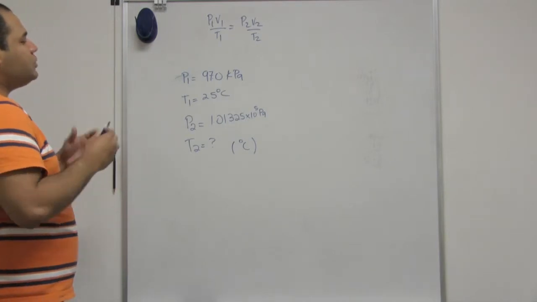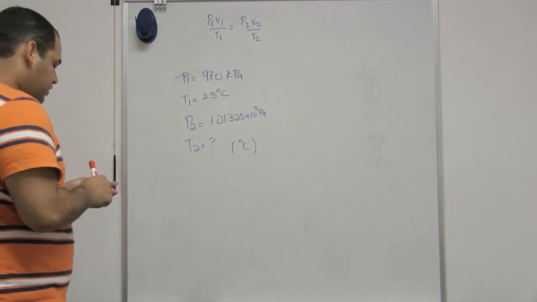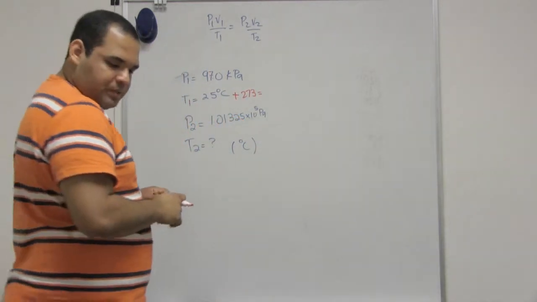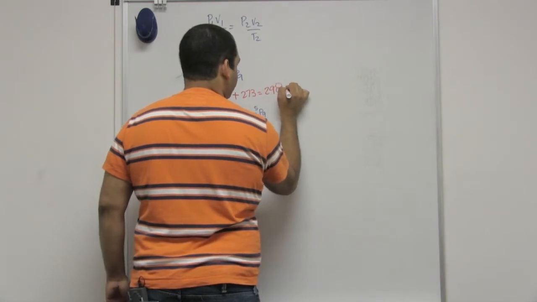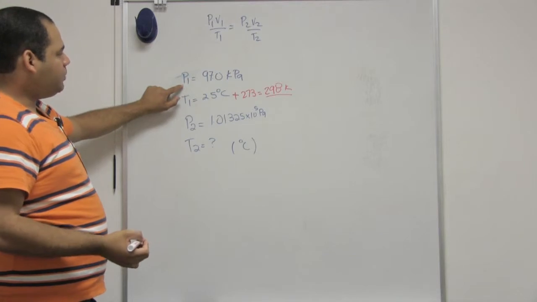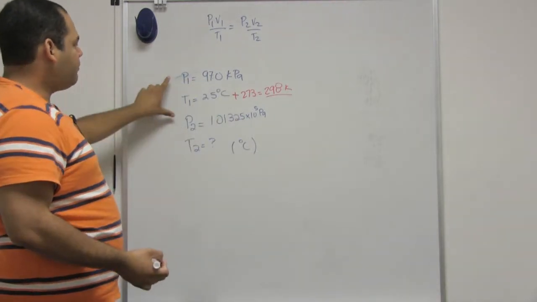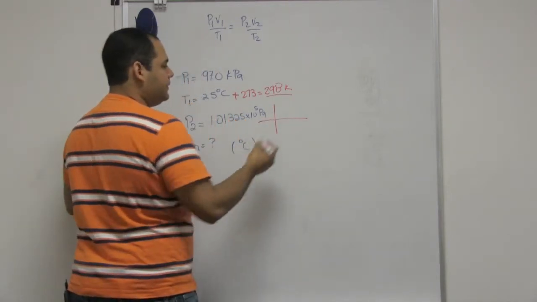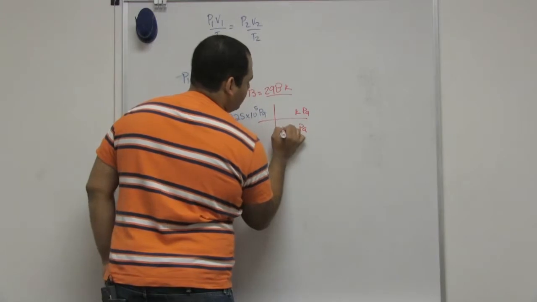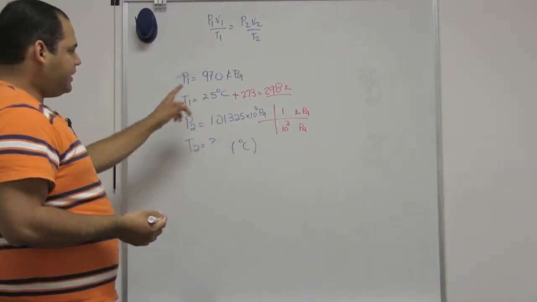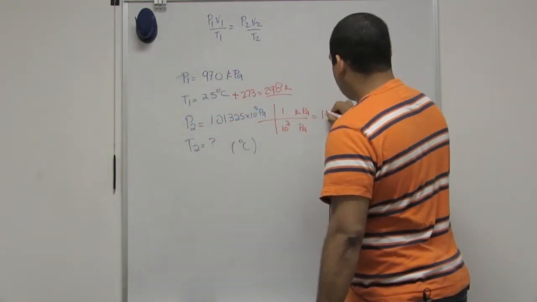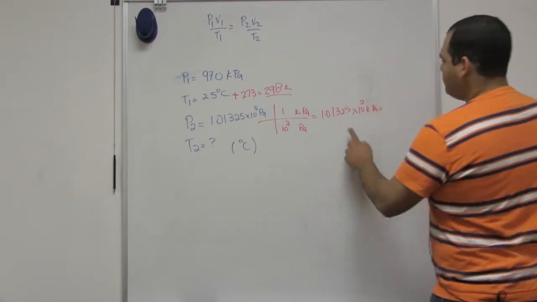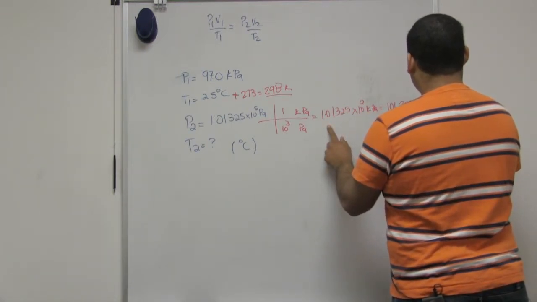Even though the question asked me the temperature 2 in Celsius, and I have my temperature 1 in Celsius, I still need to convert to Kelvin first. So, plus 273, giving me 298 Kelvin. Another thing is that I have my pressure 1 in kilopascal and my pressure 2 in Pascal. I want to convert everything to Pascal or everything to kilopascal. In this case, I think it would be simpler if I convert everything to kilo. So, kilo is 10 to the 3rd. If I do that, I get 1.01325 times 10 to the 2nd kilopascal, which is equal to 101.325 kilopascal.